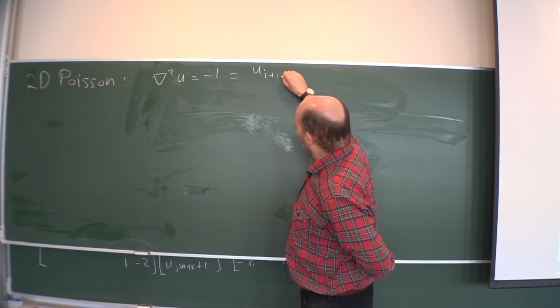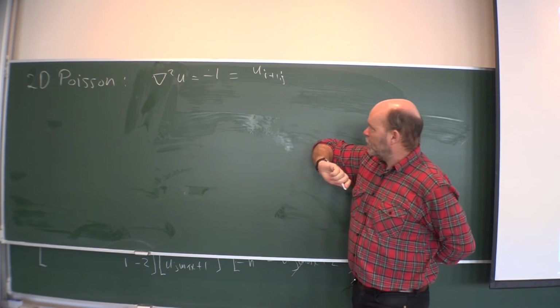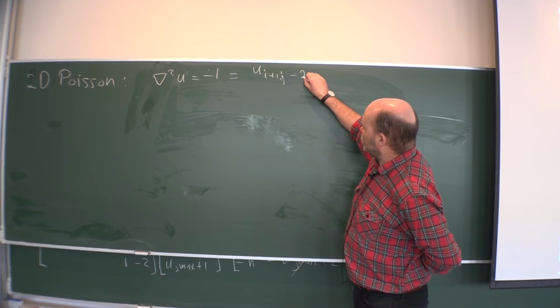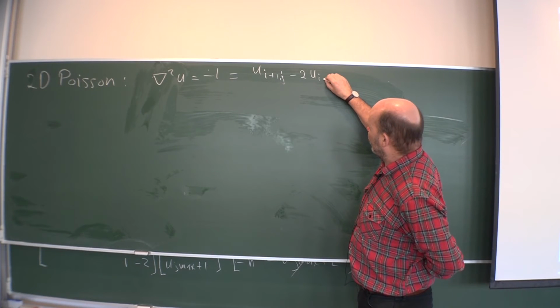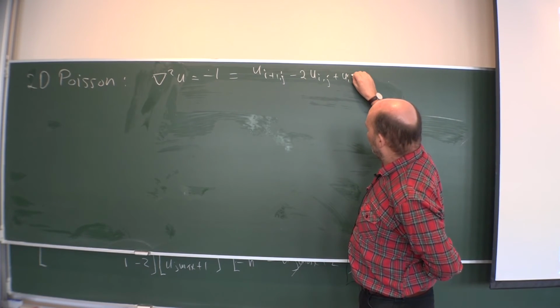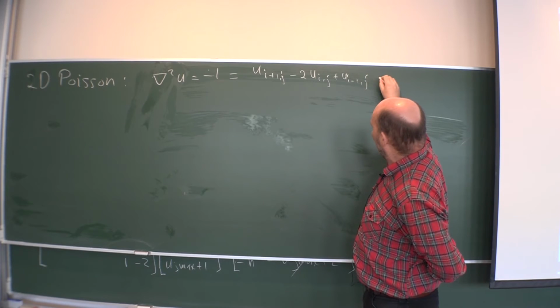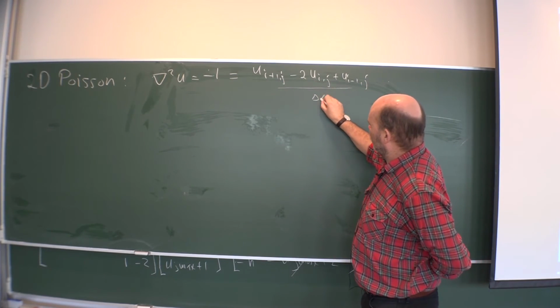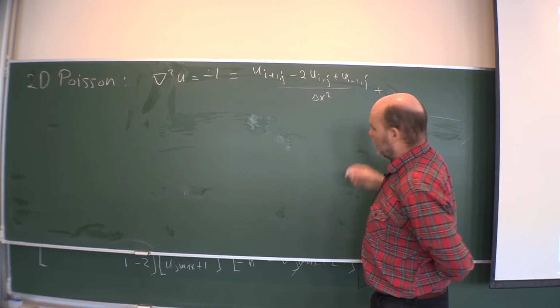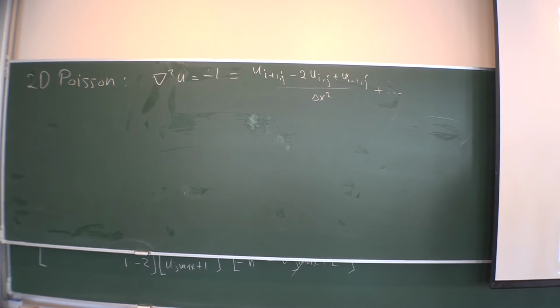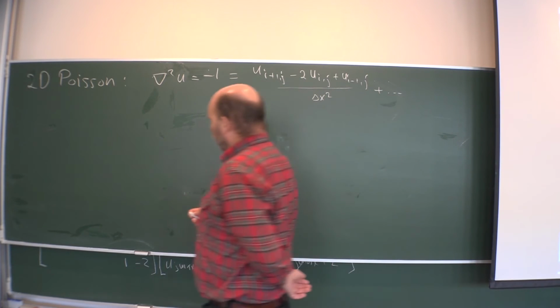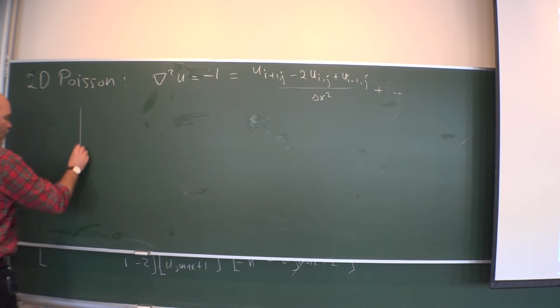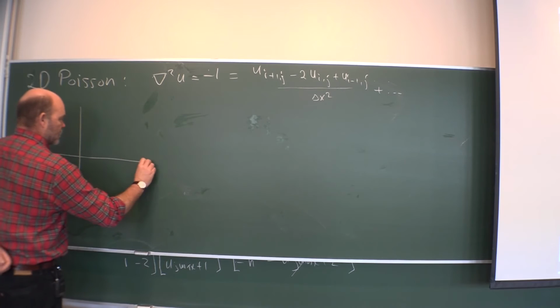So you have u i plus 1 j minus 2 times center point ij plus u i minus 1 j over delta x square, and then equal the same term in the y direction. Now, for simplicity, we use the same spacing in both directions.